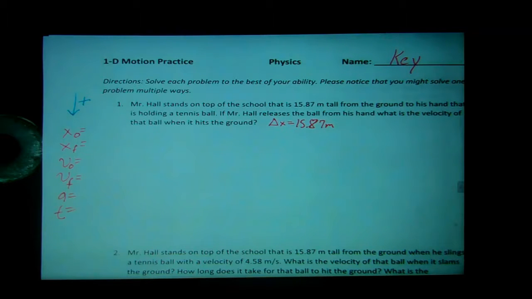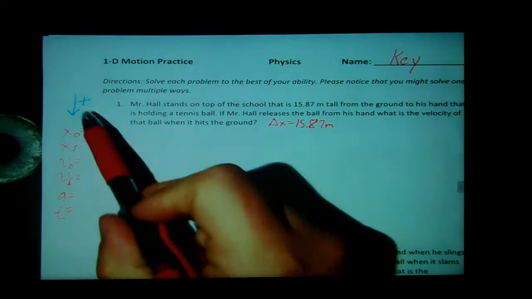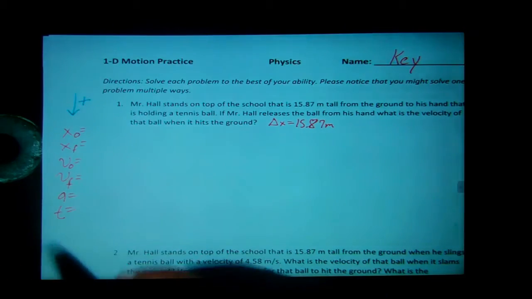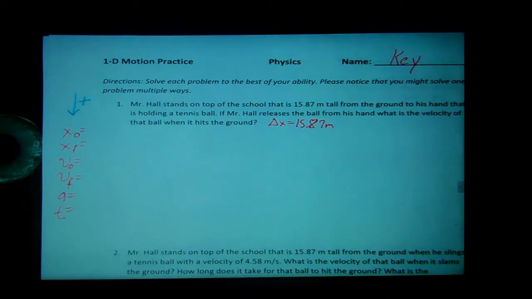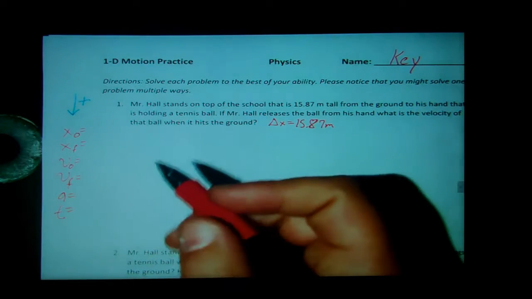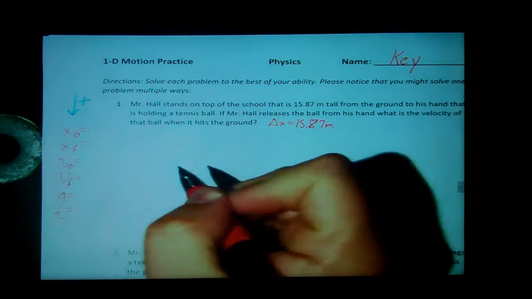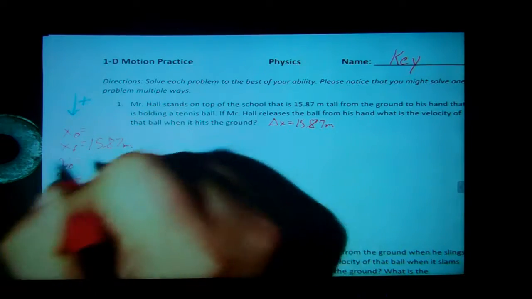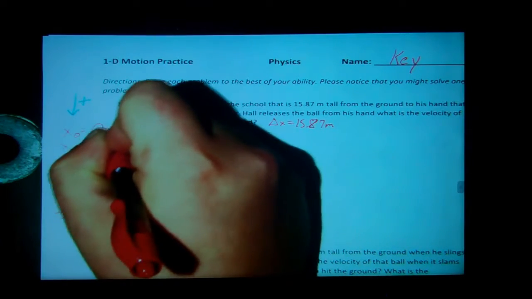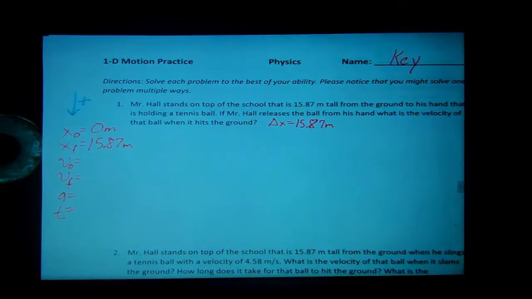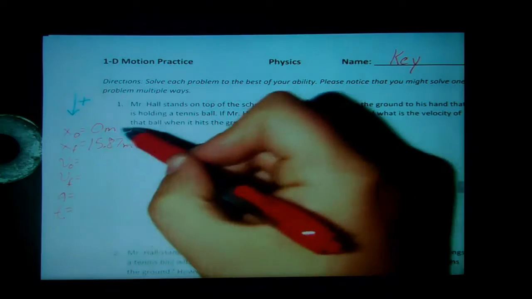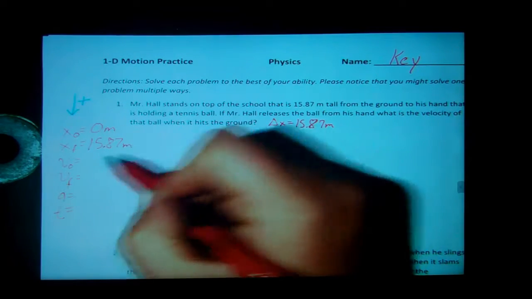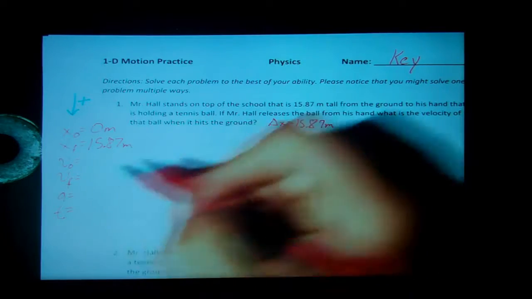So in this case, everything's going down. So like I said before, I'm going to set the down direction as positive. So everything that's going down is going to be positive. In that case, I'm making my final position 15.87 meters and making my initial position 0 meters, choosing my axis and choosing my points. So down is positive. This makes sense because I'm holding the ball above the school and it's going down into a positive region.